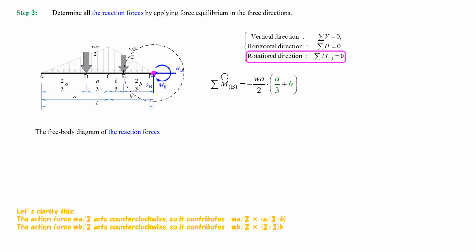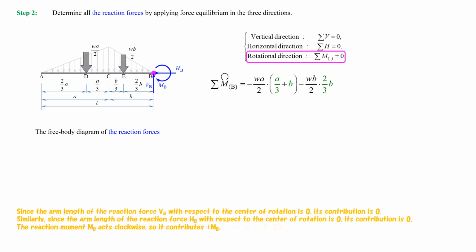The action force, W multiplied by B, divided by 2, acts counterclockwise, so it contributes, minus W multiplied by B, divided by 2, and multiplied by the 2/3 of B. Since the arm length of the reaction force, VB, with respect to the center of rotation, is 0, its contribution is 0. Similarly, since the arm length of the reaction force, HB, with respect to the center of rotation, is 0, its contribution is 0.